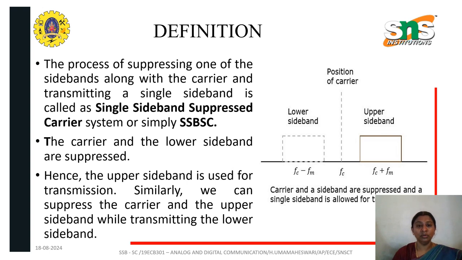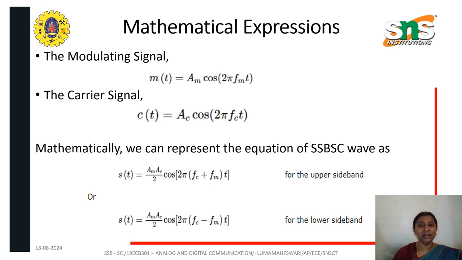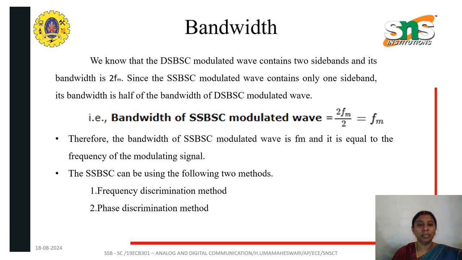The carrier and the lower sideband are suppressed here. Hence, the upper sideband is used for transmission. Similarly, we can suppress the carrier and the upper sideband while transmitting the lower sideband. On the side, we have displayed the lower sideband and the upper sideband frequency representation. The mathematical expressions are, as we have seen already in amplitude modulation, the modulating signal m of t and the carrier signal c of t displayed there.